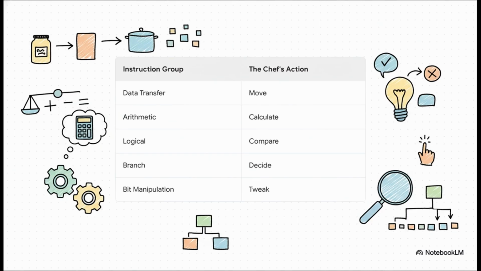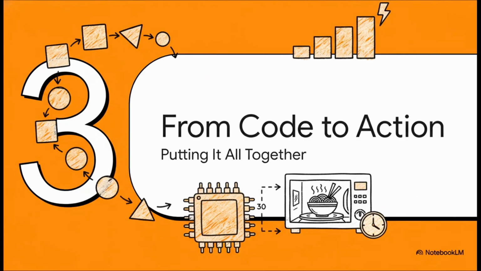Arithmetic is just calculating, adding or subtracting. Logical is basically comparing 2 things. Branching is making a decision, like if this, then that. And bit manipulation, that's just making tiny, super precise tweaks to an ingredient. All right, so we've got our ingredients, and we know our basic actions. Let's finally put it all together.